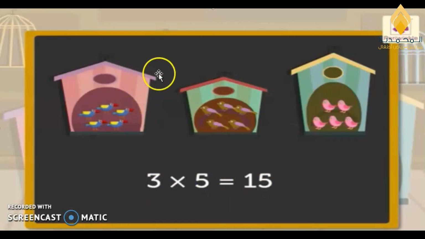As you can see, we have 3 groups, 1, 2, 3. We have 3 groups, and inside each group we have 5 birds, 1, 2, 3, 4, 5. So 3 times 5 equal 15. How do we get 15? We add 5 plus 5 plus 5 equal 15. Got it? Excellent. You are great.